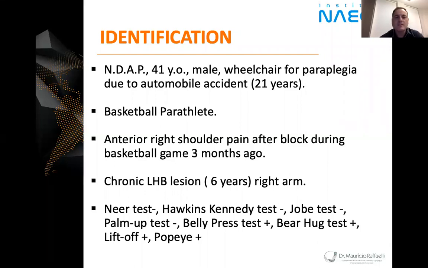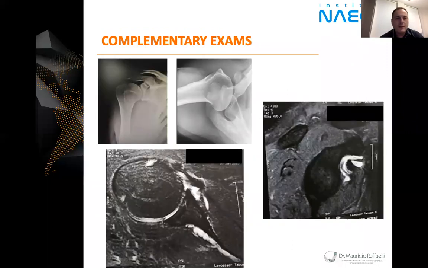The Neer test was negative, Hawkins test negative, Jobe test negative, Palm-up test negative, but all tests for subscapularis tear were positive, like belly press, bear hug, and lift-off. The Popeye sign is positive in this patient too. There is no change on radiographs. However, we observed signs of injury to the upper part of the subscapularis. You can see atrophy in the upper part of the subscapularis muscle and small tears in the upper part. You can see the long head of the biceps out of its groove because it has a lesion.